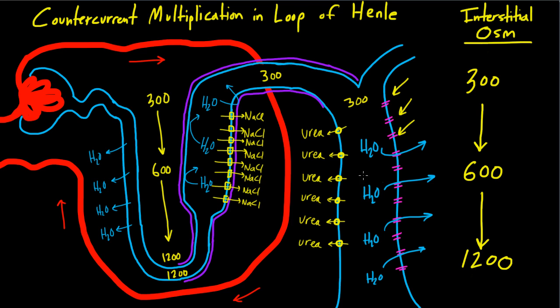So if it's 300 here and it's 600 here, water will move, right? And so if it's 1200 here, water will move. And this is how the kidney reabsorbs water. So passive diffusion down a gradient, but it requires making very, very concentrated interstitial osmolality of the medulla. And so none of this would proceed if this didn't exist. And all this is due to this countercurrent multiplier function of the loop of Henle.